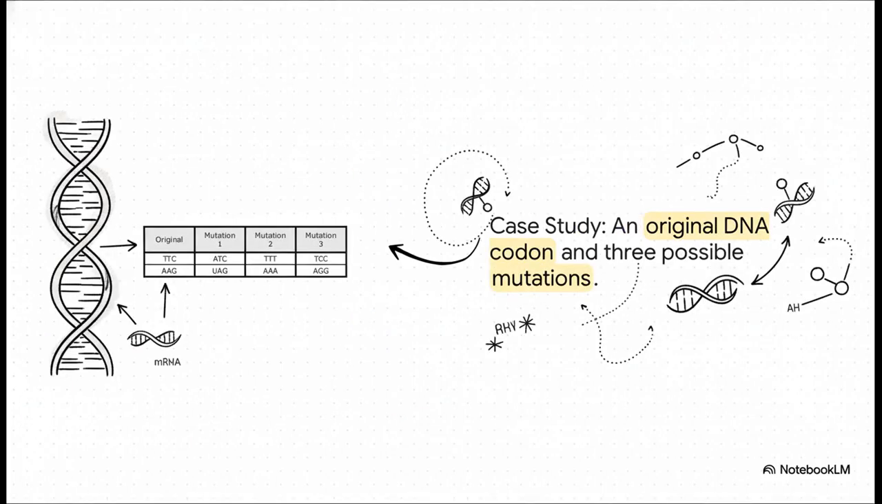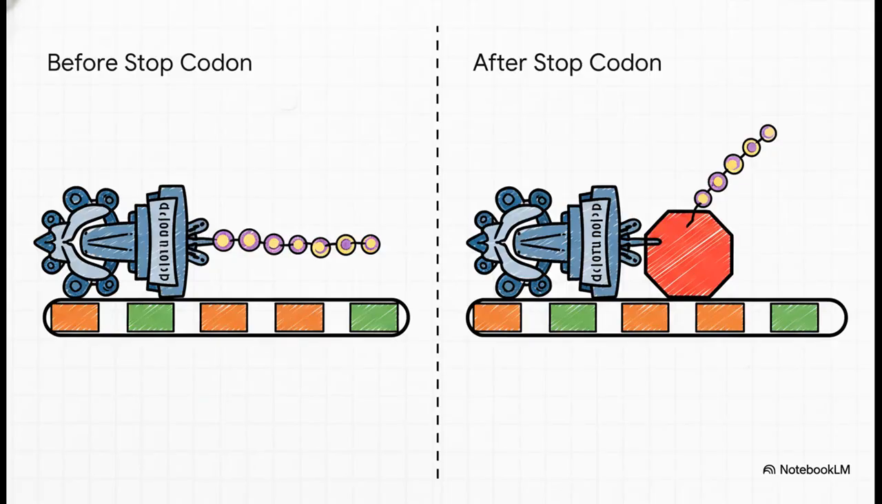Okay, let's trace this like a case study. The original DNA sequence is TTC. But in mutation 1, a single letter changes. That middle T becomes an A, so the new sequence is ATC. Now, let's see what happens when the cell tries to read this new code. That single letter change is absolutely critical.